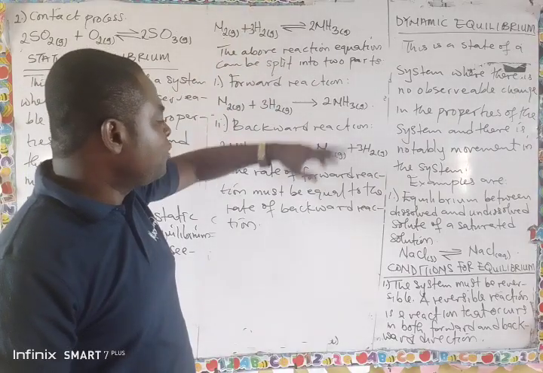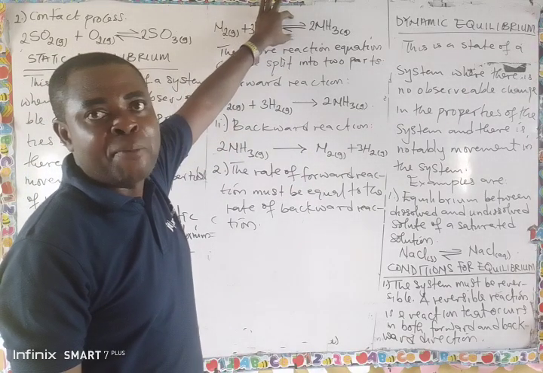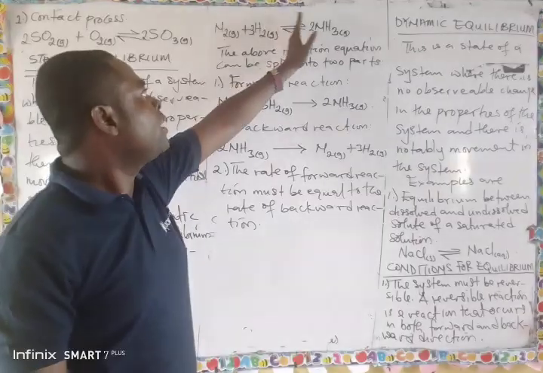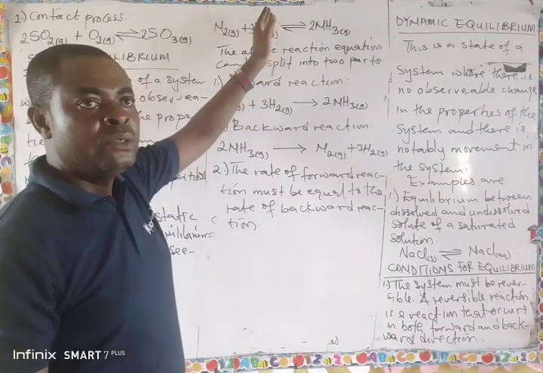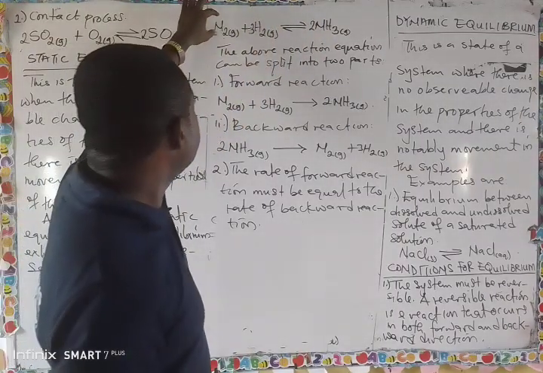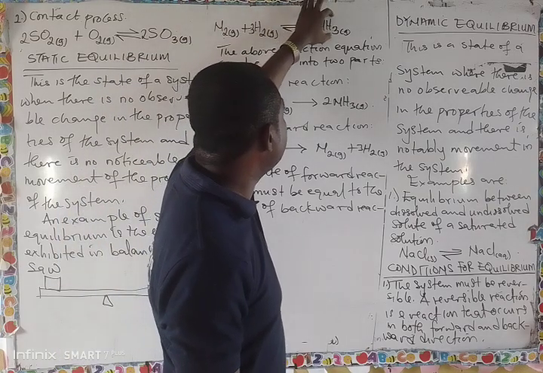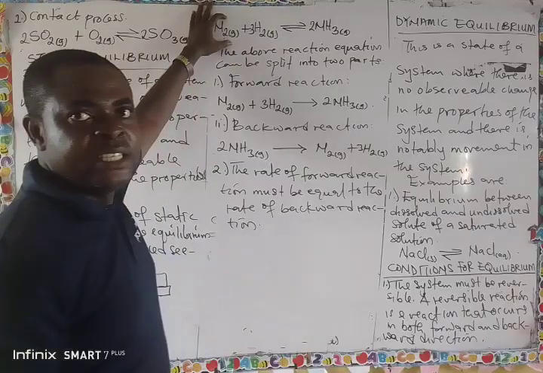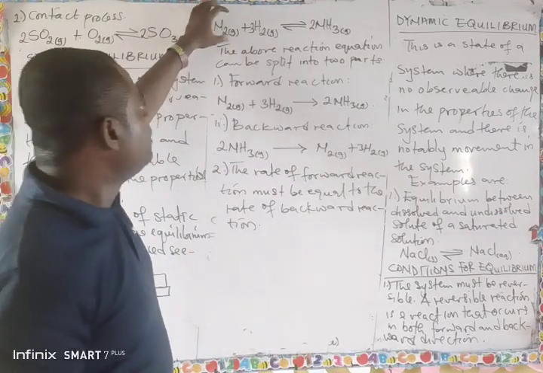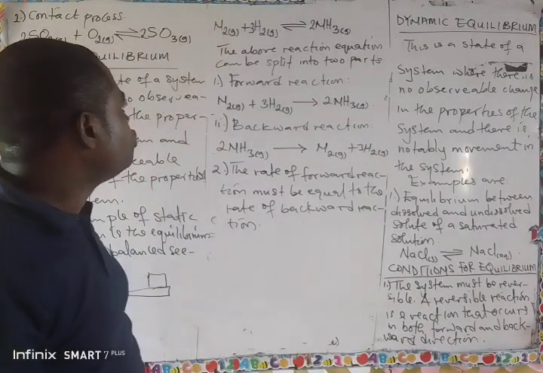A reversible reaction is usually denoted by this type of arrow, a forward arrow and a backward arrow. That is, this reactant forms this product, then this product can break down again and form back the reactant. So, this above reaction, we can split it into two.